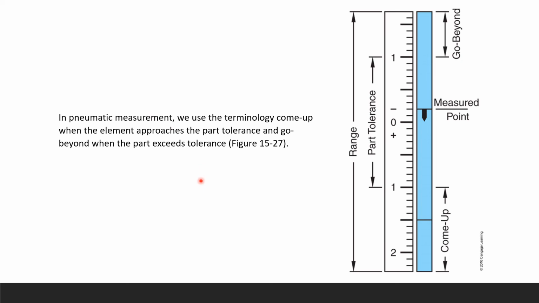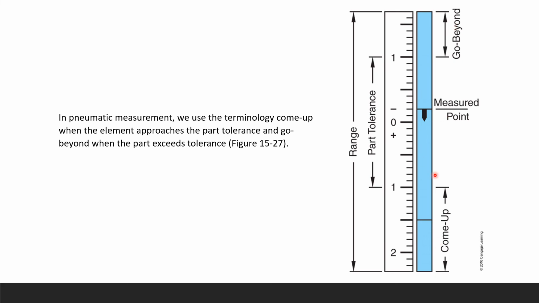Okay, a common term that you have to know if you use your pneumatic comparator. In this measurement we use a term, come up. We call it a come up when the element approaches the part tolerance. So when you take a look at it here, that's a come up. And we call it go beyond when the part exceeds the tolerance. Here is your part tolerance, and that is your range. So coming up, we're approaching the part tolerance. If you pass that and exceed the tolerance, we call that go beyond. And this is your measurement point.